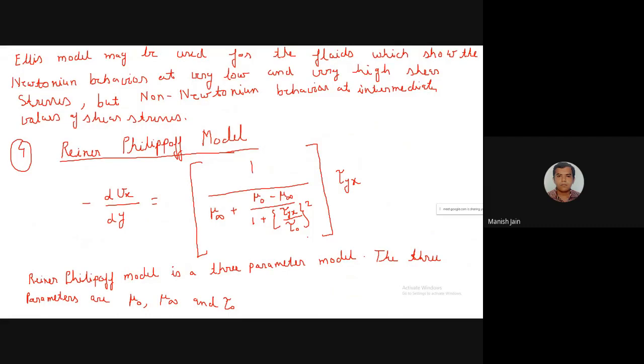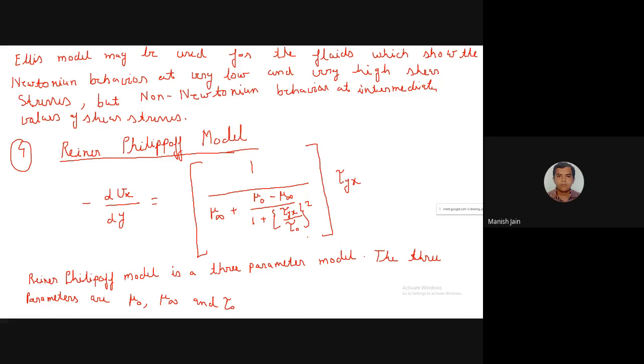The power law model is the most basic model, which represents either the pseudoplastic flow, the dilatant flow, or the Newtonian flow. The Eyring model shows the Newtonian flow at the low shear stress range and the pseudoplastic flow at the medium or intermediate or high shear stress range. Okay.